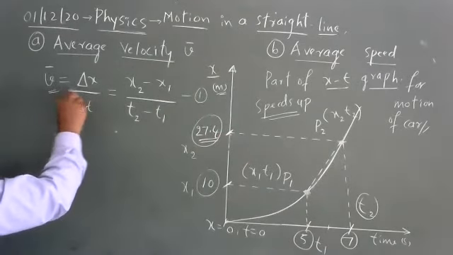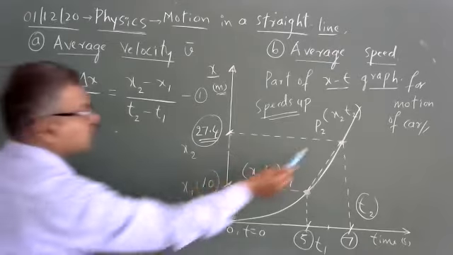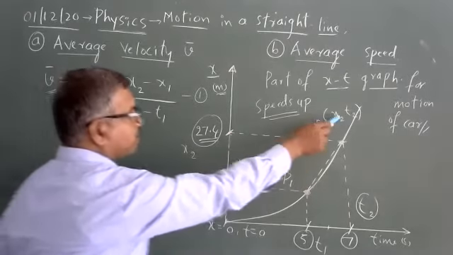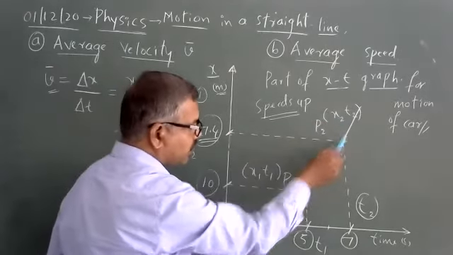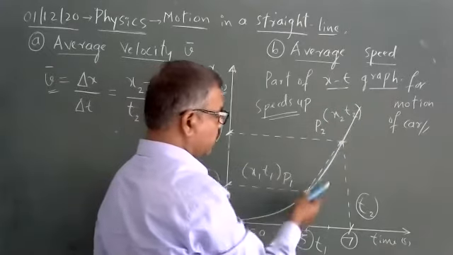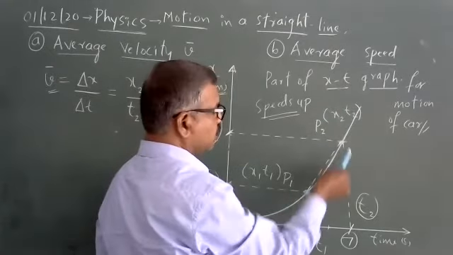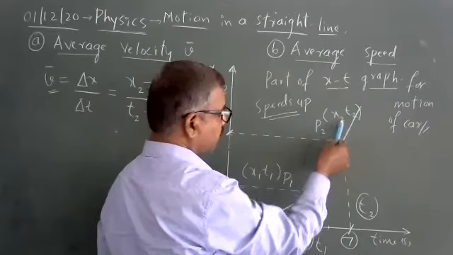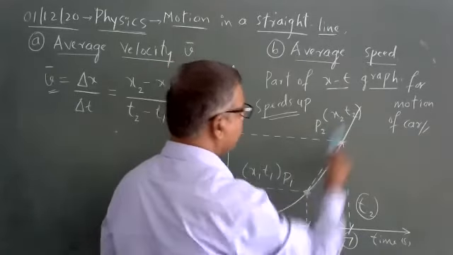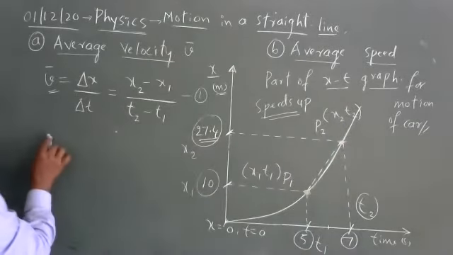Average velocity is defined as change in position, that is x2 minus x1. This is the final position. P2 is the final. In this curve, I have taken 2 points. This is called the initial position. This is called the final position. Final position minus initial position, divided by the difference in time intervals. Let me write the formula.